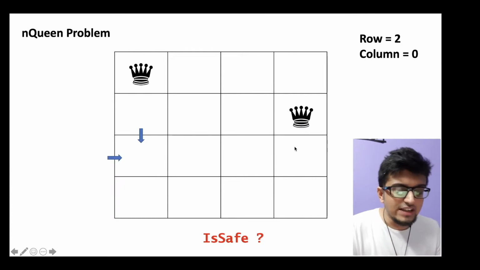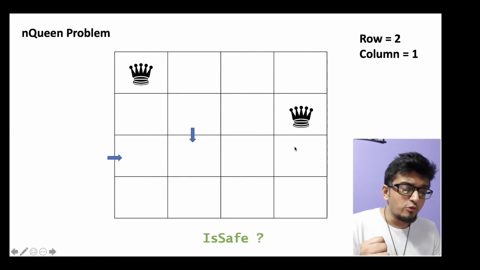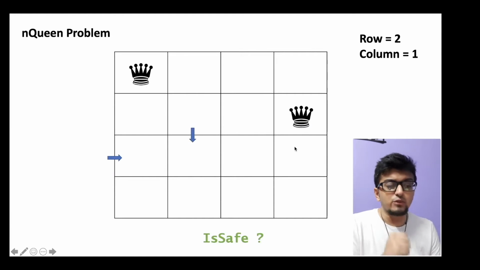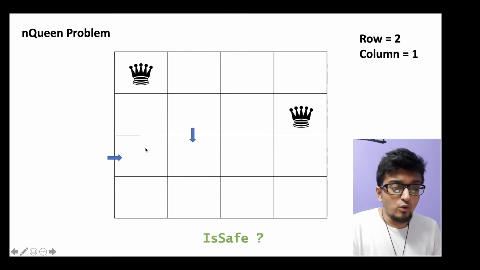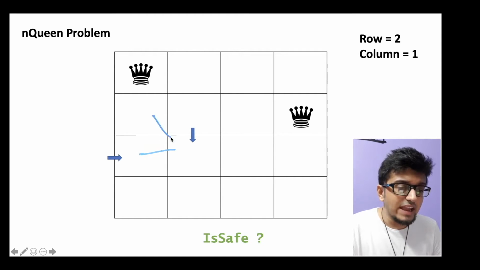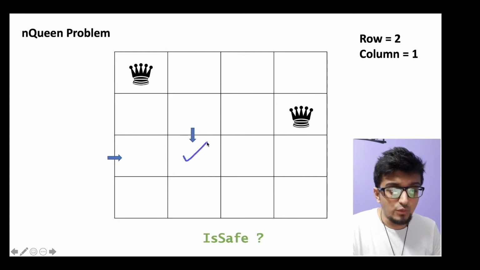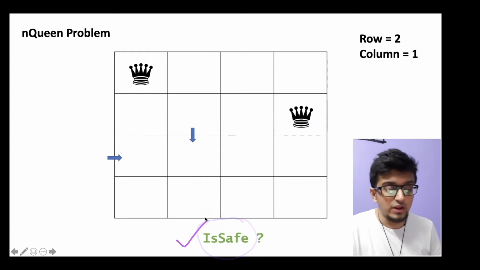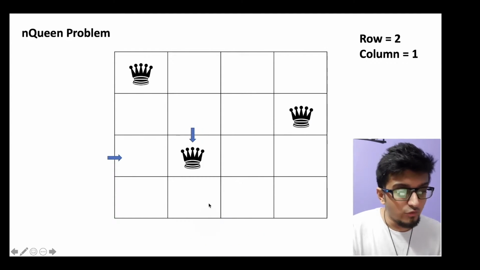So again we will check whether this position is safe or not. So this is not. So we will move forward over here and check whether it is safe or not. And over here you can see that on all 8 sides there is no queen to attack this particular queen. So this is actually a safe position for us to place a queen. So we will place a queen over here.